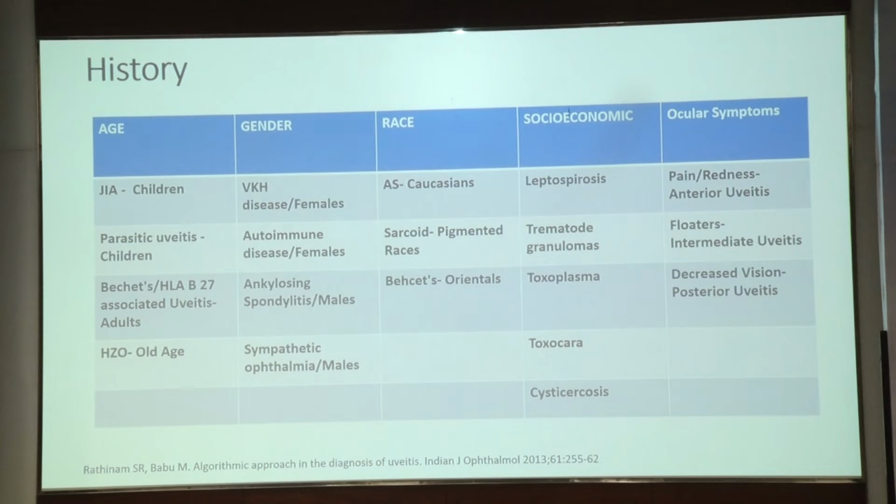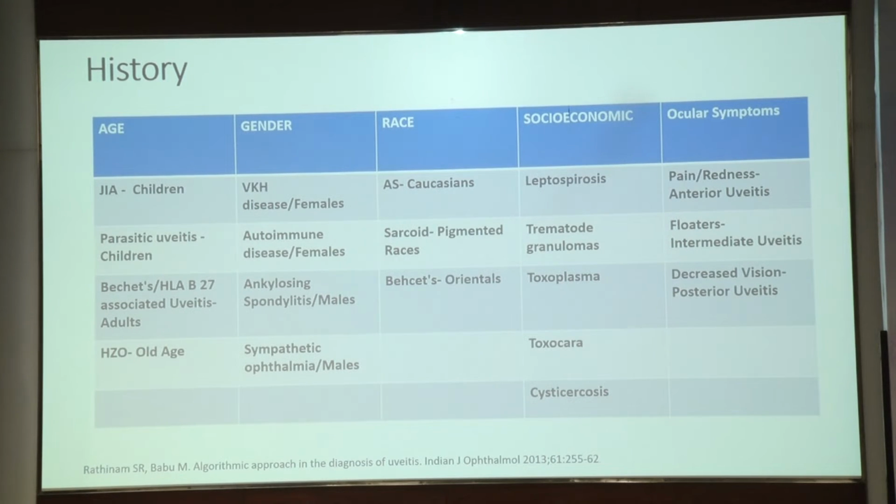As soon as the patient walks into the clinic, there are certain things from the history alone which will point towards a certain diagnosis. Like in children, mostly JIA will be the consideration, or any parasitic uveitis. In old age, the patients can have herpes zoster ophthalmicus, and Behçet's as well as HLA-associated diseases are mostly diseases of the young. Similarly, in females, autoimmune diseases are more common, and VKH disease is common. Also, certain diseases are common in certain races, like pigmented races will have more sarcoid. Behçet's is common in Orientals, and ankylosing spondylitis is common in Caucasians.